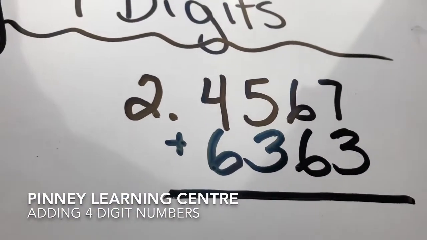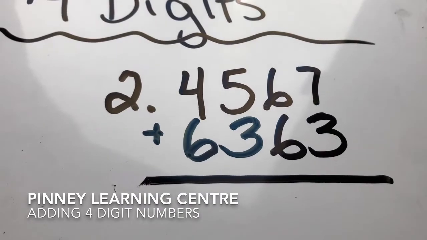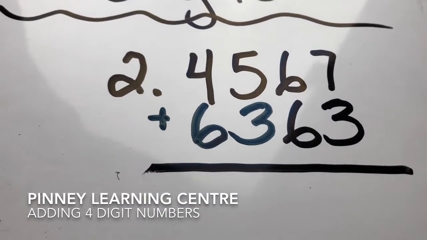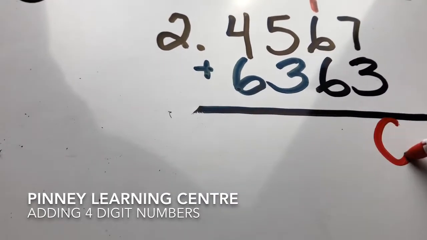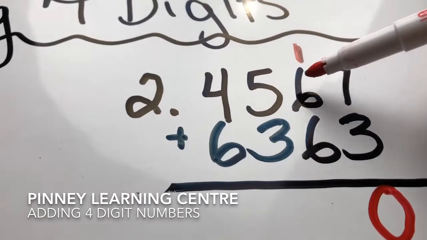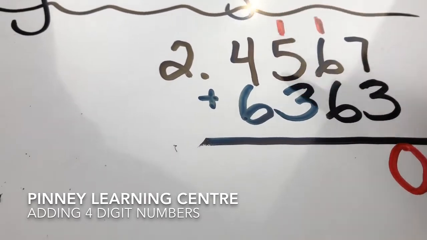Question 2, we will use the regrouping strategy. 7 plus 3 is 10, so the 1 goes up here and the 0 goes down here. 6 plus 6 is 12, plus 1 is 13.